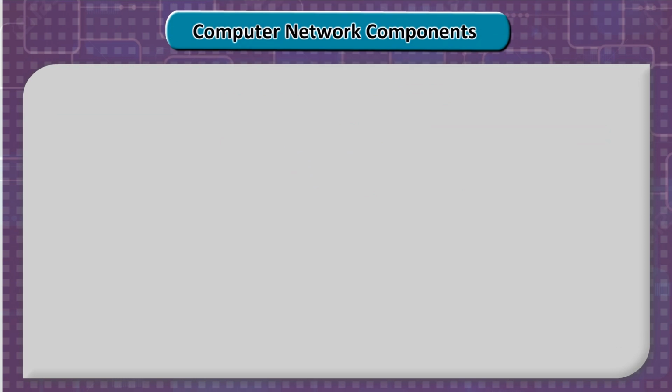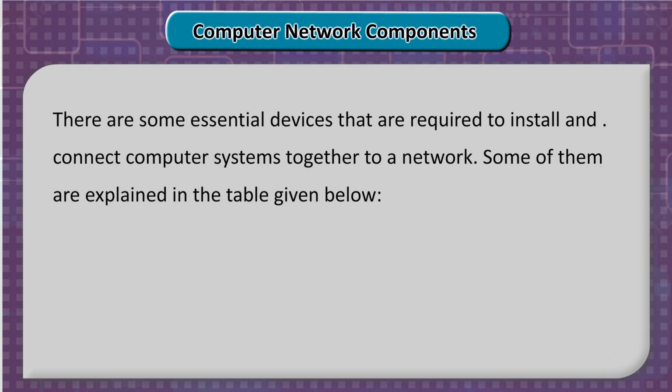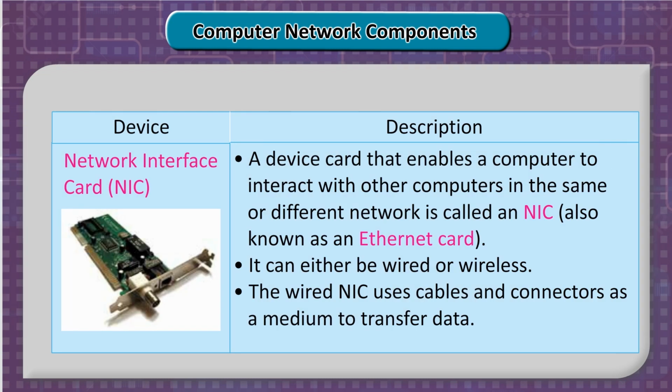Computer network components. There are some essential devices that are required to install and connect computer systems together to a network. Some of them are explained in the table given below. Device. Description. Network Interface Card, NIC. A device card that enables a computer to interact with other computers in the same or different network is called a NIC, also known as an Ethernet card. It can either be wired or wireless.